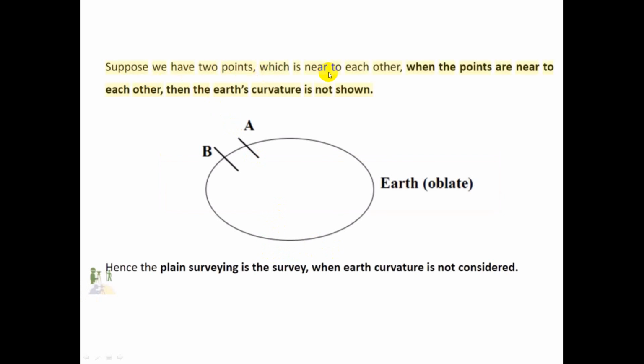So suppose we have 2 points which are near to each other. When the points are near to each other, the Earth's curvature is not shown. For example, point A and point B. So they are close. If the points you are measuring are close, for example, the stage in the UB quadrangle to the Founders Building, that distance, when you measure it, is just a straight line. You cannot notice the curvature of the Earth. So for such a distance, the surveying that applies is plane surveying. Okay?